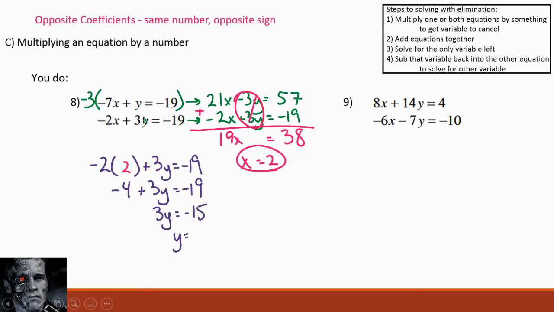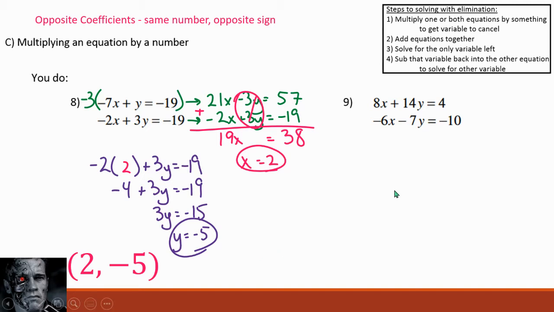I used the second one, the bottom one. I plug it in, and I'm solving for y. So adding 4 to the other side to get negative 15, divide by 3, get y equals negative 5. So final answer, 2 comma negative 5. So take a moment for number 9. See how far you can get. Pause the video, see how far you can get, and then you can check your work.